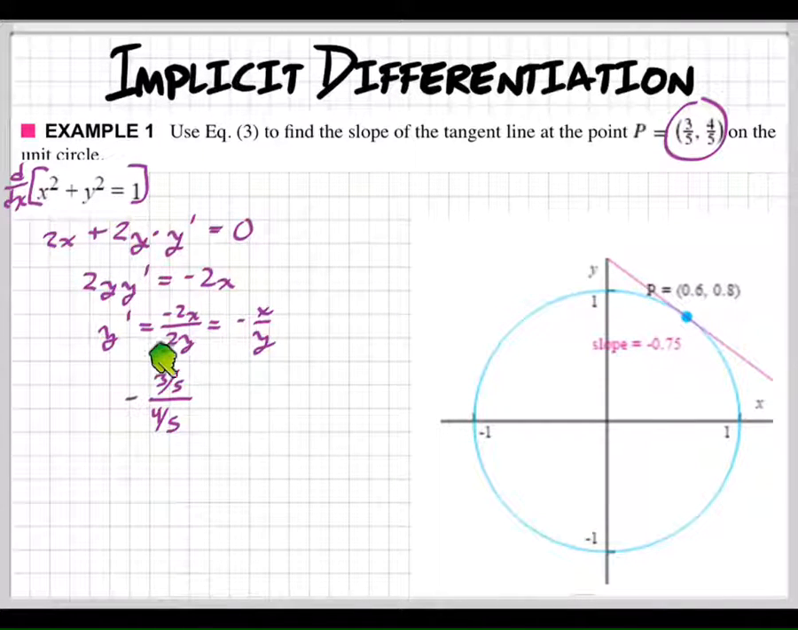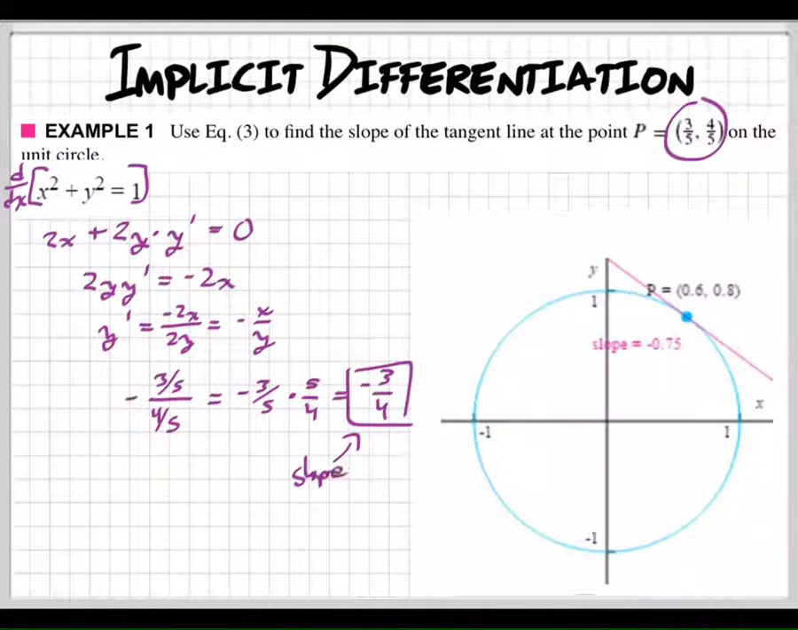Now, whenever you divide fractions, 3 over 5 divided by 4 over 5, you can think of it as multiplying by the reciprocal. So we have negative 3 over 5 times the reciprocal of 4 over 5, which would be 5 over 4. The 5s would cancel out. I would be left with negative 3 over 4. This, my students, is my slope. That is the slope of this line right here.